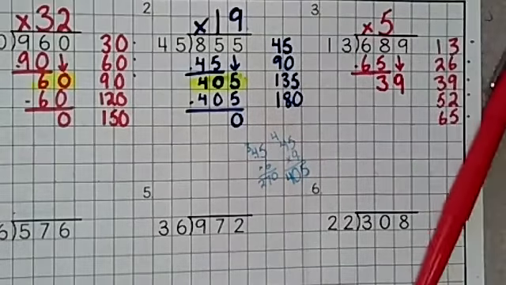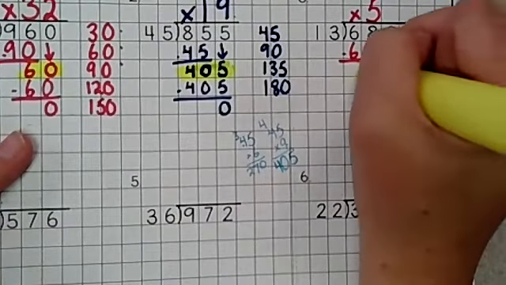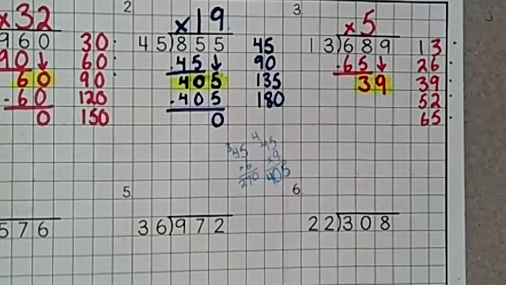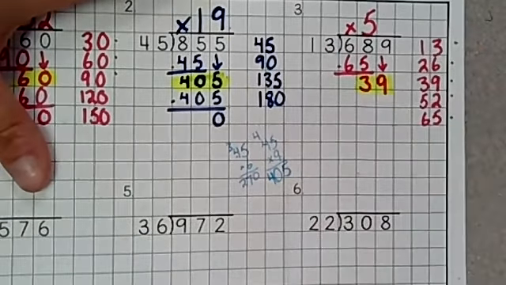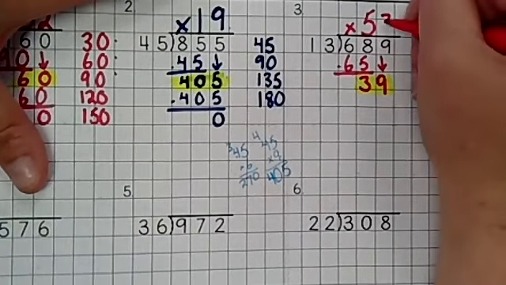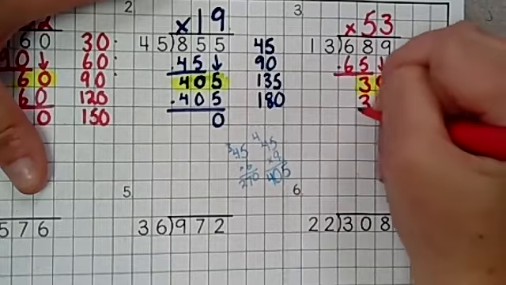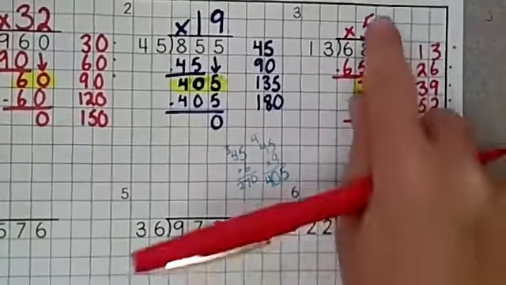And Jameer, what's the new number that I'm dividing into? 39. Good. Jameer, how many 13s are in 39? Look at my list. 3. Put your 3 up top. 3 times 13 is 39. 39 minus 39 is 0. So my answer is 53.